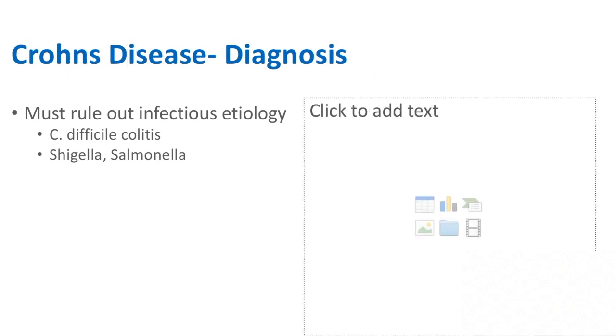This is a little bit different from Crohn's disease, so keep in mind with Crohn's disease, because it can occur anywhere within the GI tract, there are other modalities we have to help rule out. But also, like ulcerative colitis, we have to rule out any obvious infection like C. difficile colitis, Shigella, or Salmonella as well.